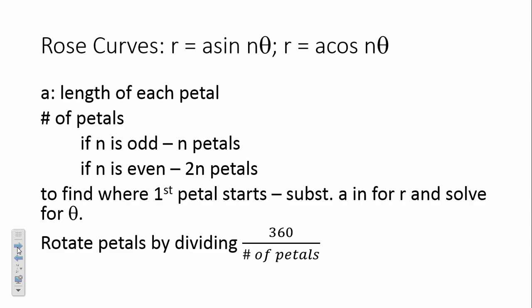Okay. So as we look at this, our length of our petal is a. So whatever number is out in front of the sine is going to be how far out we're going. The number of petals is based on what n is. If n is even, you get twice the number of petals. If n is odd, you get that same number. So if n is 3, we get 3 petals. If n is 5, there's 5 petals. But the minute that you get n as an even number, like 2, 4, or 6, you would get 4, 8, or 12 petals.